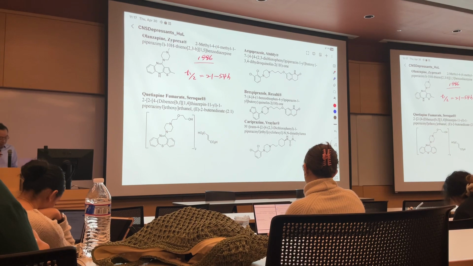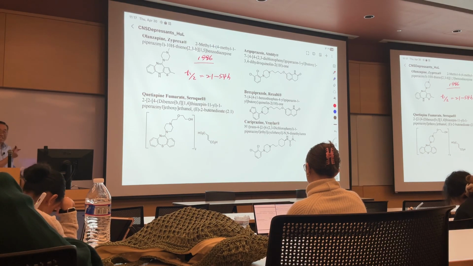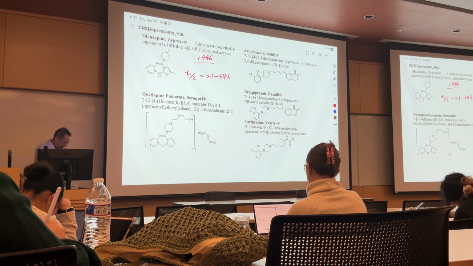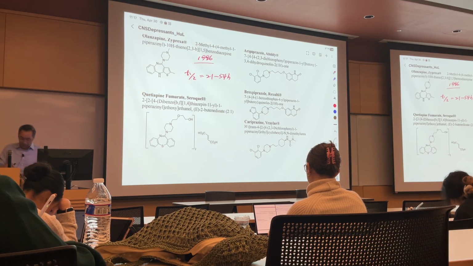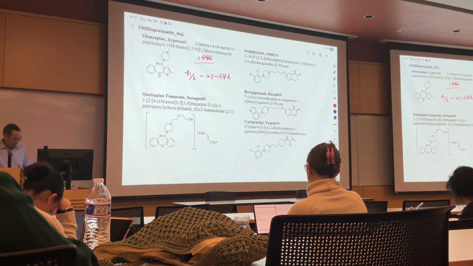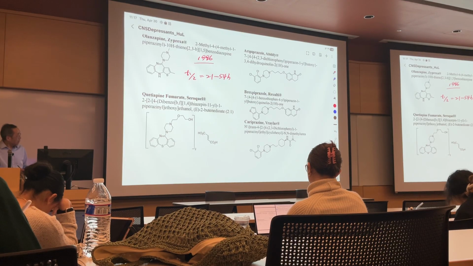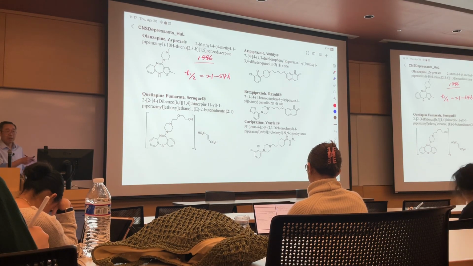So this is believed to be having both effects on dopamine and also serotonin antagonist activity. That's what leads to the drug being used to treat both positive and negative aspects of schizophrenia. So it's an atypical antipsychotic for the management of psychotic disorders, including schizophrenia.